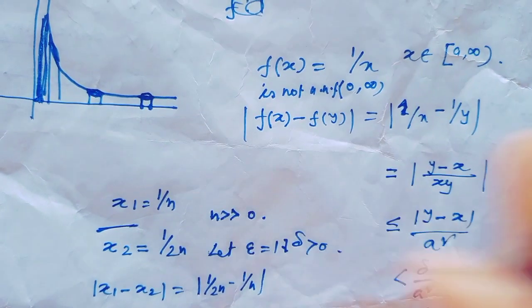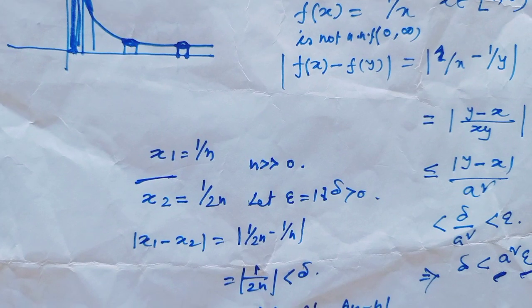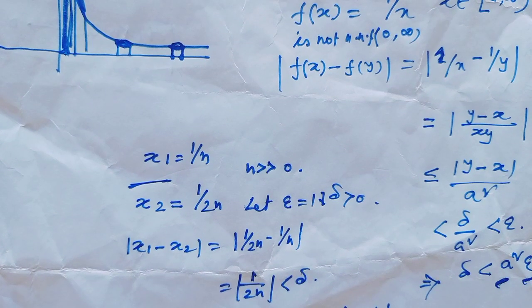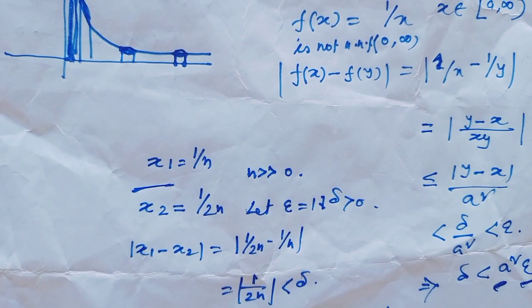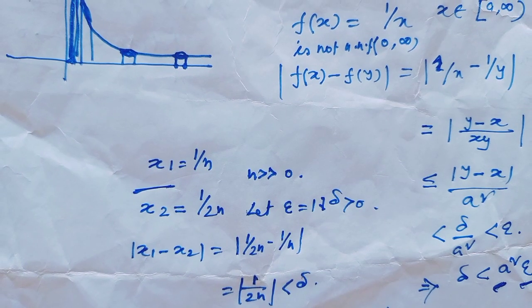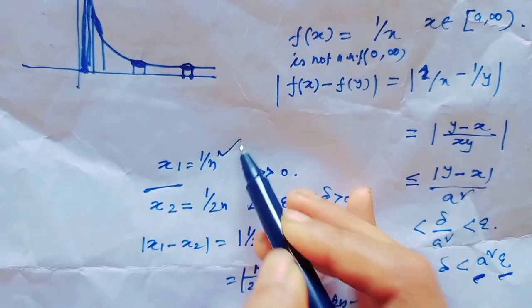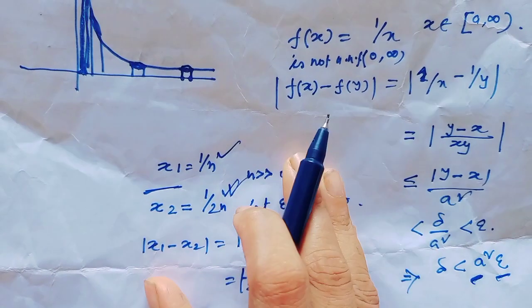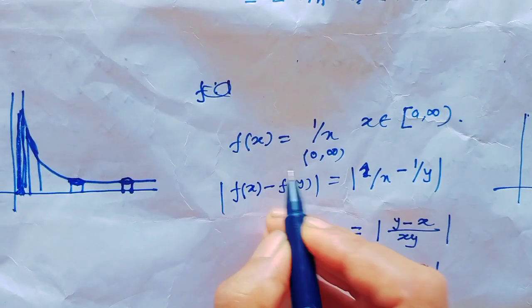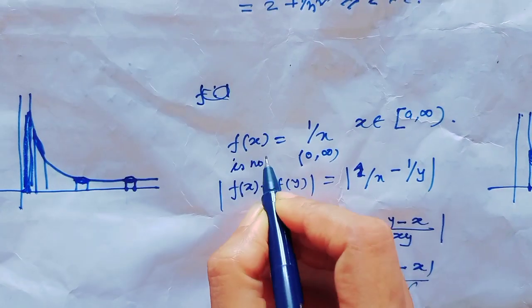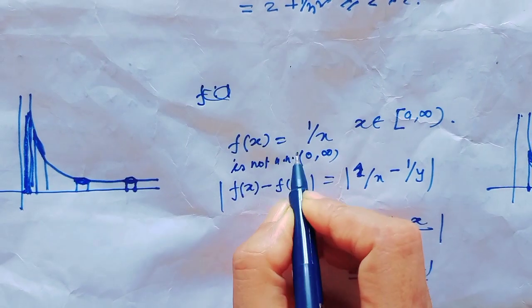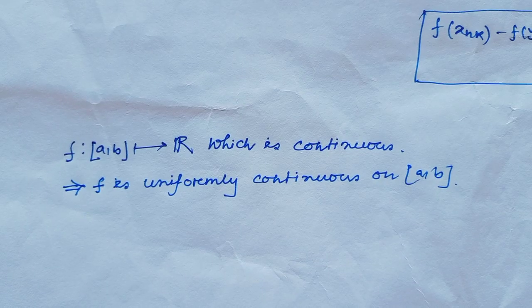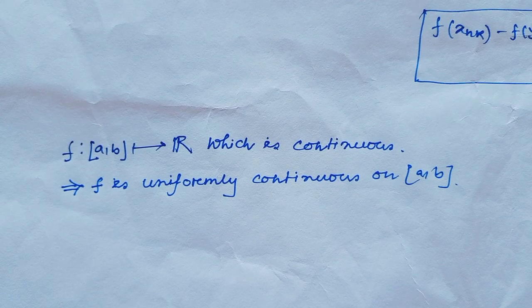I hope all my viewers have understood. I will prove non-uniform continuity of a function by sequentially. How will I consider the sequence? Here I have considered these two sequences because the function is not uniformly continuous on the open interval (0, infinity). Now let's see some properties of uniform continuity.